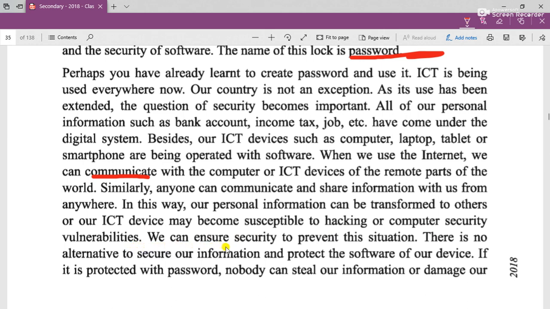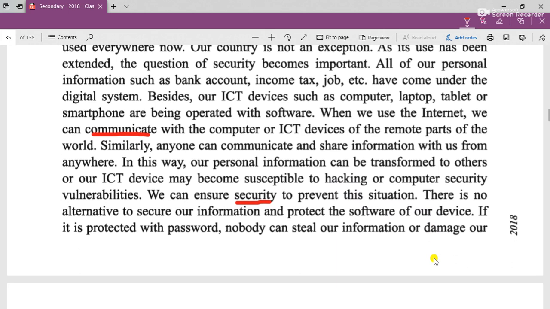We can ensure security to prevent this situation. So we have to ensure security to prevent this situation. The situation for what? Like hacking or any types of bullying, etc. There is no alternative to secure our information and protect the software of our device.